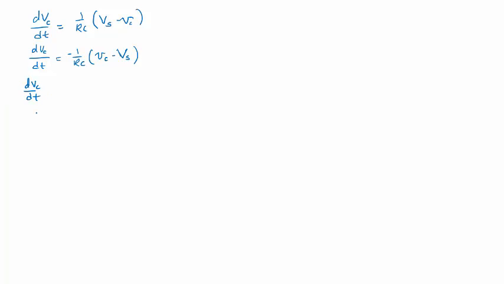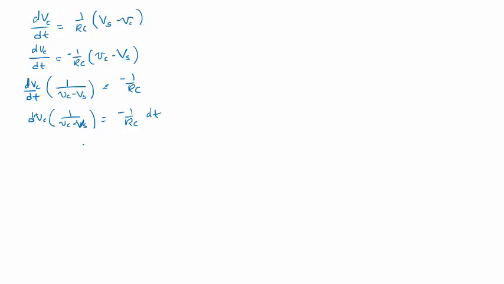Just doing some algebra, I rearrange a little bit more, divide both sides by this term, so I will now get 1 over Vc minus Vs on the left hand side equals 1 over RC on the right side. Multiply both sides by dt, and then I'll have dVc equals minus 1 over RC dt. So that's okay. Now the next thing I want to do is integrate both sides.